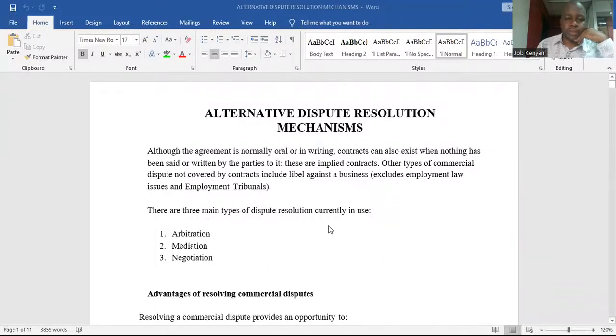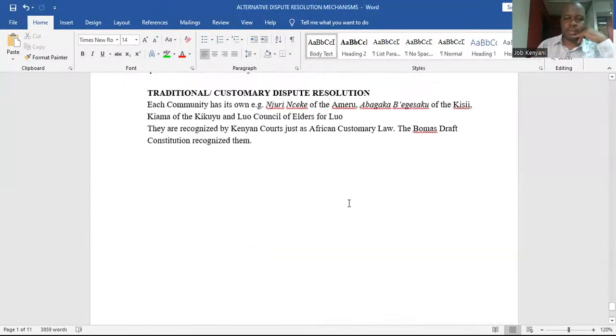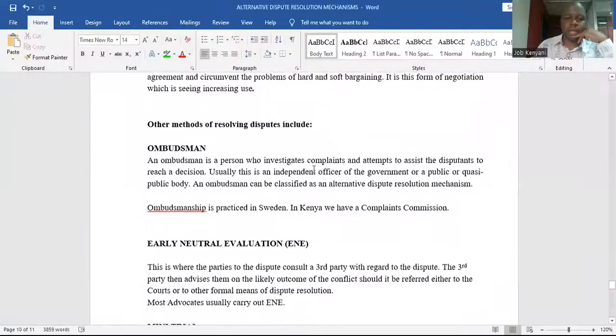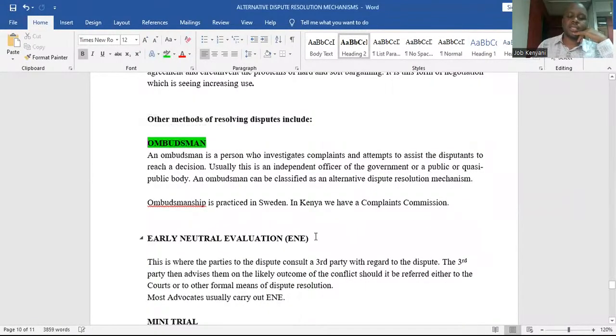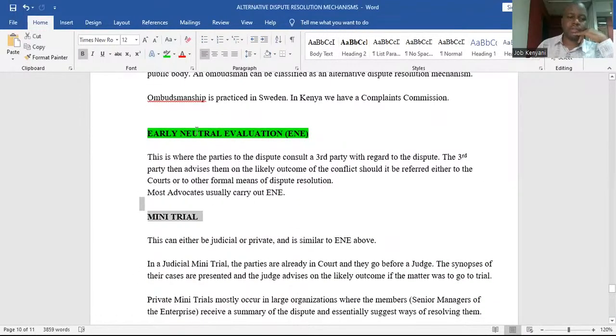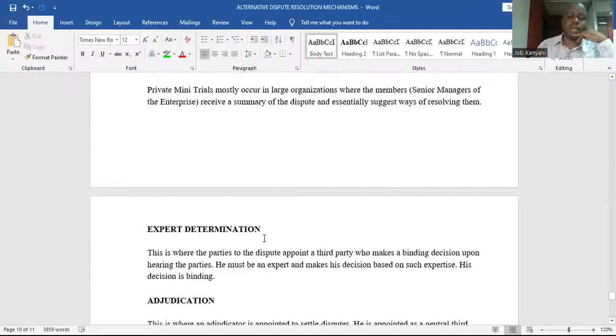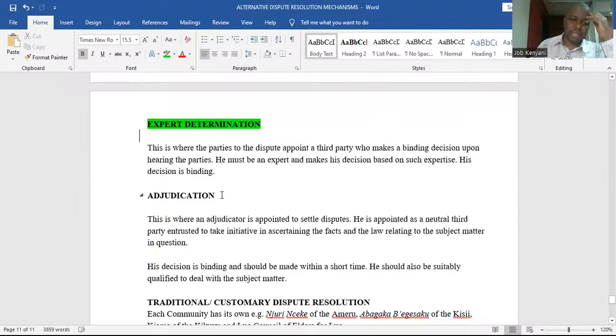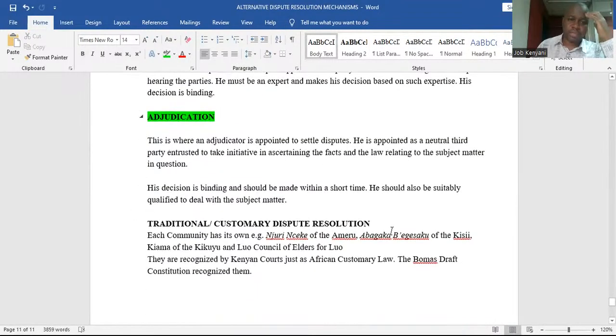There are three main types of dispute resolution mechanisms. We can have arbitration, we can have mediation, but of course there are others. For example, we can have an ombudsman, early expert neutral evaluation, a mini trial, expert determination, adjudication. We can have traditional methods or customary dispute resolution mechanisms, whereby you go, for example, before the elders.